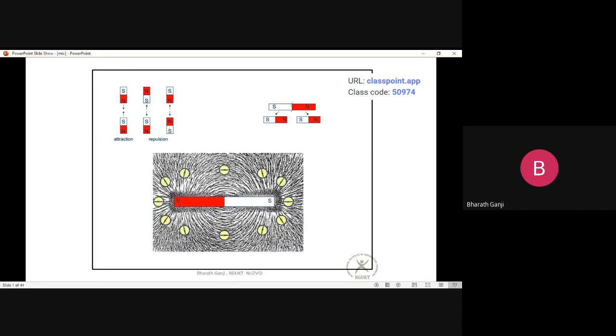And you might have also seen this kind of experiment: if you have a magnet and you drop iron filings around it, those iron filings will be arranged in the direction of your magnetic field. So you can see that at every point, these iron filings are trying to orient in the direction of the field.